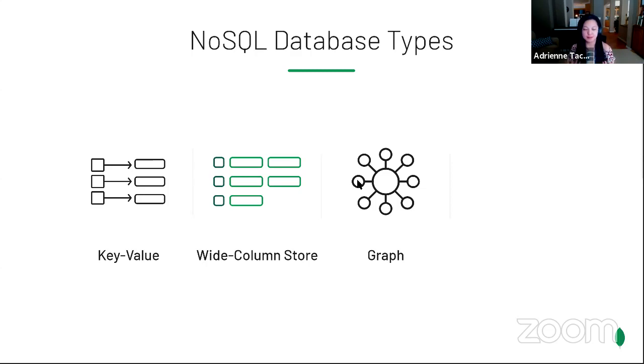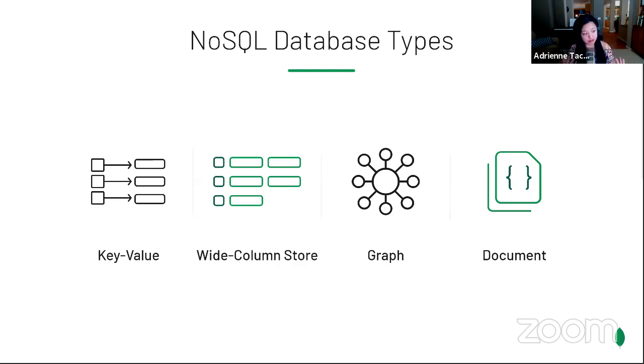And a couple examples of graph databases are Neo4j and JanusGraph. I like to say JanusGraph, but those are the graph databases. And then finally, there's something called the document database. This one is the most general purpose and most common type of NoSQL database.